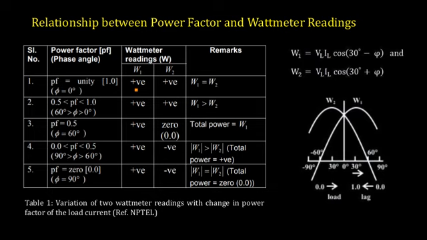Now what is the relationship between power factor and wattmeter reading? How is the power factor going to vary with variation in wattmeter readings? That is also very interesting. So we have the two wattmeter indications as W1 equal to VLIL cos 30 minus phi and W2 equal to VLIL cos 30 plus phi. So we'll be substituting different values of phi, and we'll see how the variation comes. Suppose you are taking phi equal to 0. So phi equal to 0 means you have unity power factor. So this is the point where you have unity power factor.